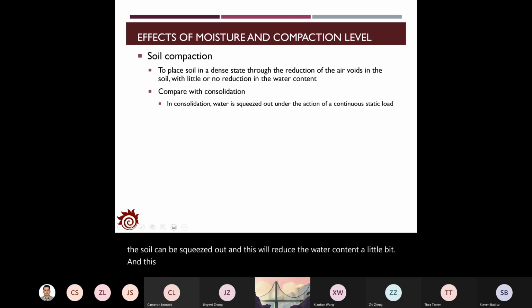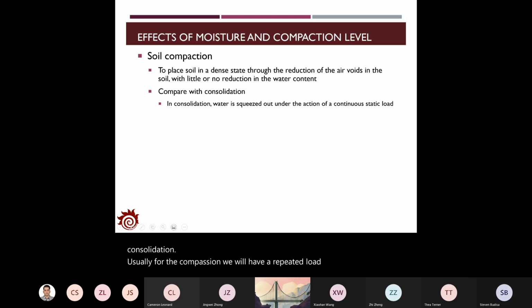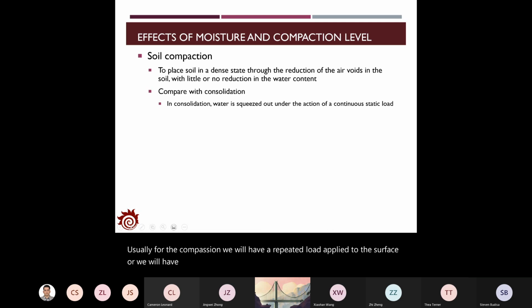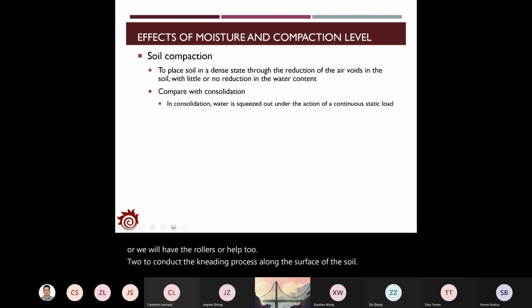The soil compaction is actually a little bit different from the consolidation. Usually for the compaction, we will have a repeated load applied to the surface, or we will have the rollers conduct the kneading process along the surface of the soil. But in the consolidation, the water will just be squeezed out based on some static load. So they have certain differences.